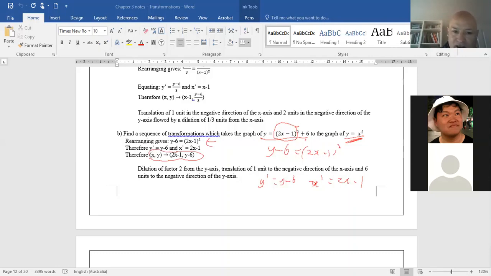And so I can see that I have a dilation of factor 2 from the y-axis. I have a translation of -1, so 1 unit in the negative direction along the x-axis, and -6, so 6 units in the negative direction along the y-axis. All right, any questions on that one?